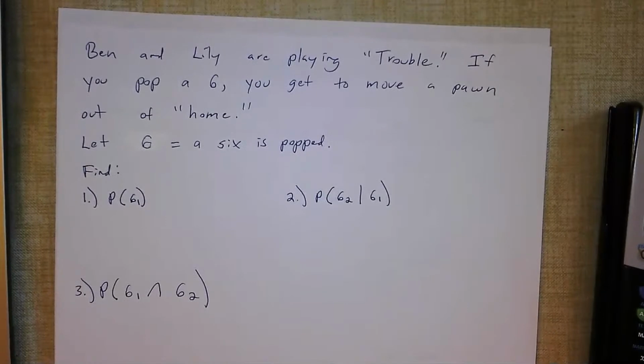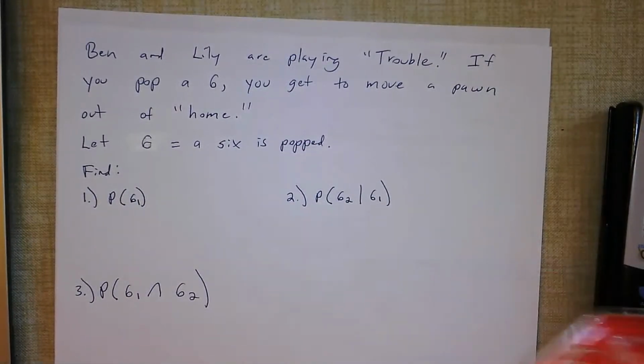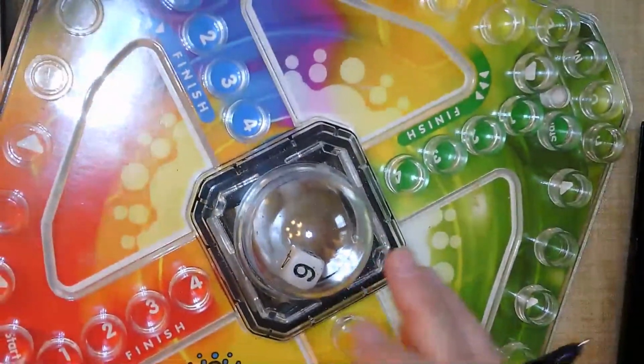All right, so we've got Lily and Ben playing Trouble. If you pop a 6, you get to move a pawn out of home. I needed a dice game, so I brought the Trouble game. Remember Trouble from when you were little? You would pop the dice and see if it happens to be a 6.